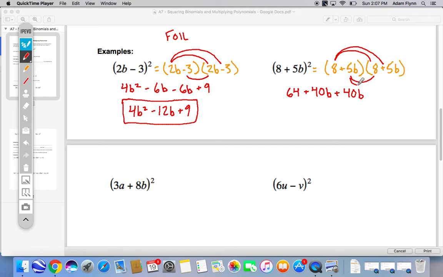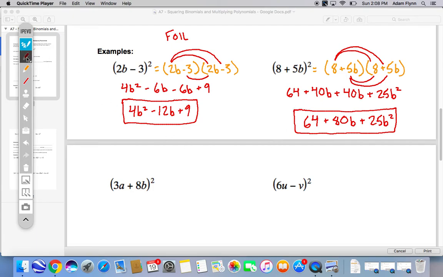And my last two terms are 5b and 5b. So when I multiply those, I get a positive 25b squared. So I've multiplied every term in my first polynomial by every term in my second polynomial. So now I can combine like terms and get my final answer. So final answer would be 64 plus 80b plus 25b squared. And that is in simplest form.